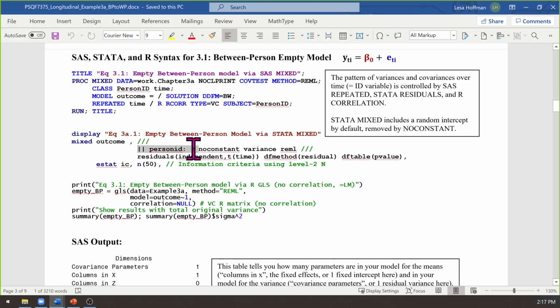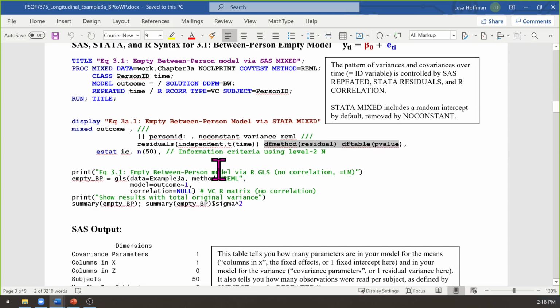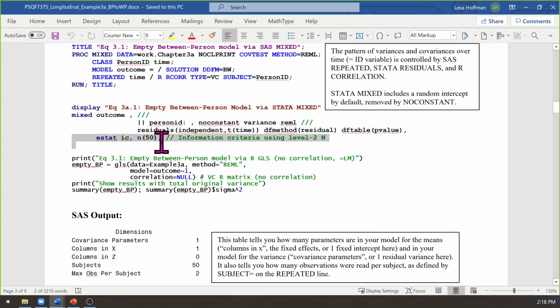The nesting structure for mixed in Stata is this bar or pipe, and the variable. By default, it puts in a random intercept. I don't want that in yet, so I've put in no constant. And residuals independent over time is the analog to type equals VC in SAS. I'm asking it to use residual degrees of freedom, which is what it insists on for this model, and to get other information based on the model fit statistics, which we haven't talked about yet, but which is coming.